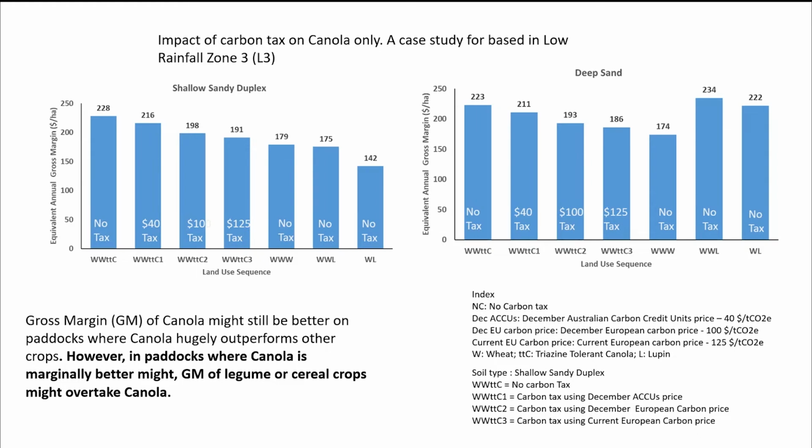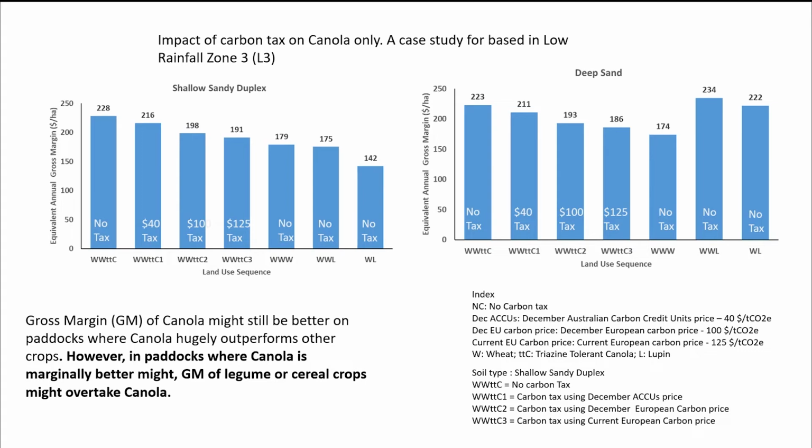As the carbon tax increases, the gross margin decreases. But one of the main things I would say is canola probably won't be replaced in those paddocks where you can grow a really good canola. But for the other paddocks, where canola is just slightly more profitable than other crops, that's where you might start to see a preference for other crops, maybe the legumes. For example, deep sand, where canola was performing slightly better than wheat lupin.